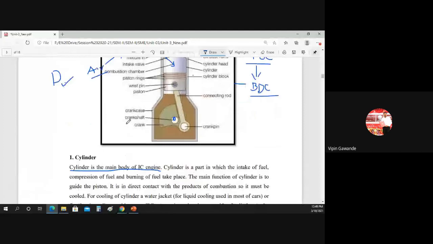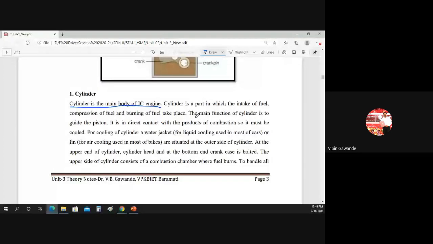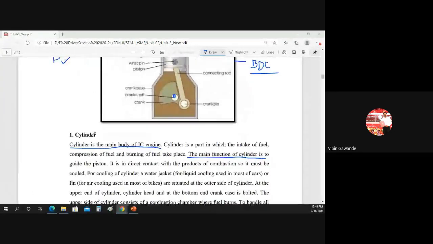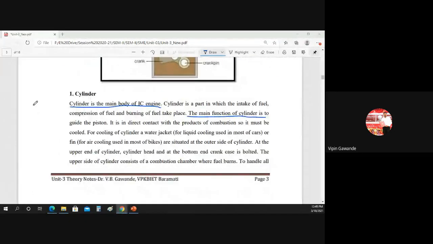See, what is the main function of the cylinder? It is to guide the piston. So for what purpose are we using this cylinder? We have this cylinder like this, and inside this cylinder we have the piston. The piston moves upward and downward, that is from BDC to TDC. So the main function of the cylinder is to guide the piston. Okay, so this is the explanation for the cylinder.